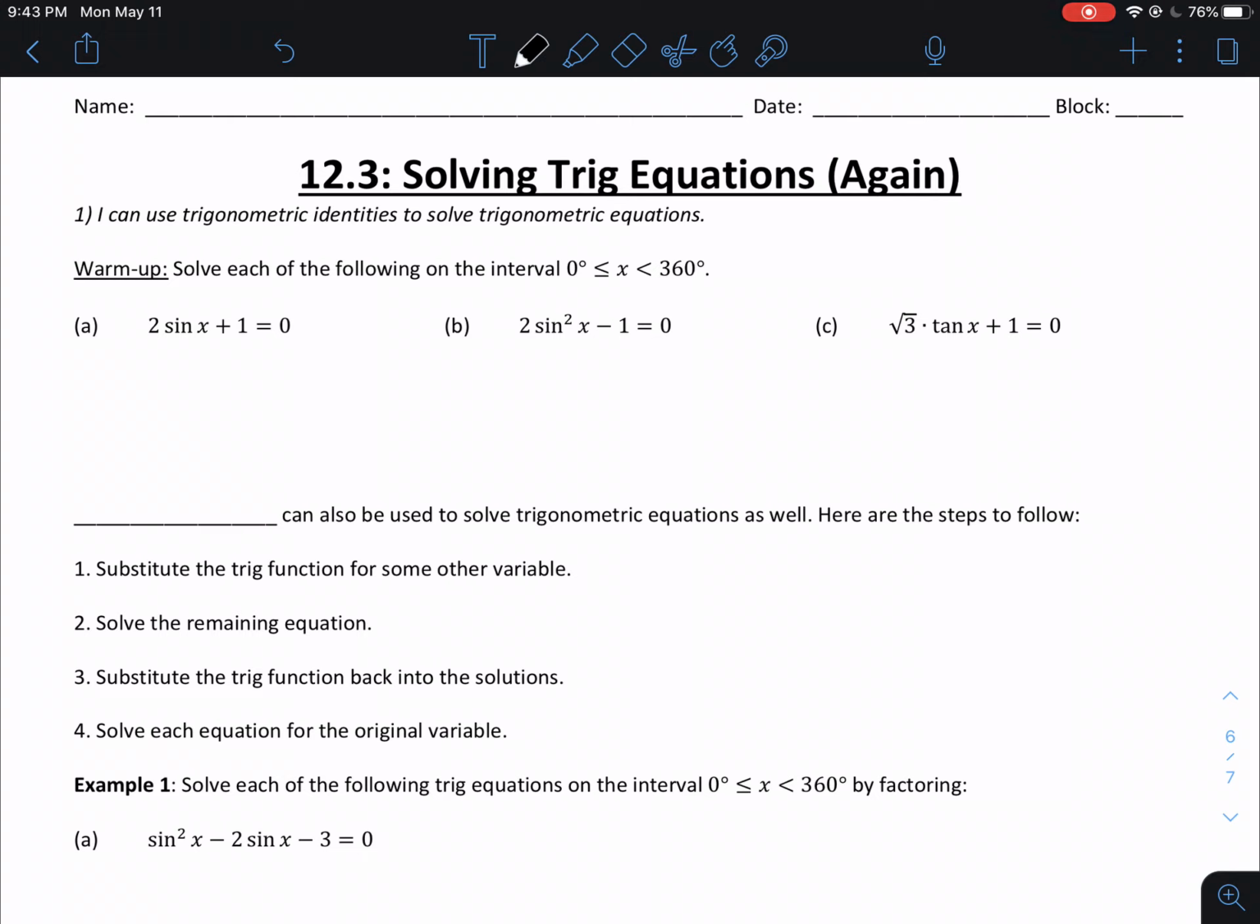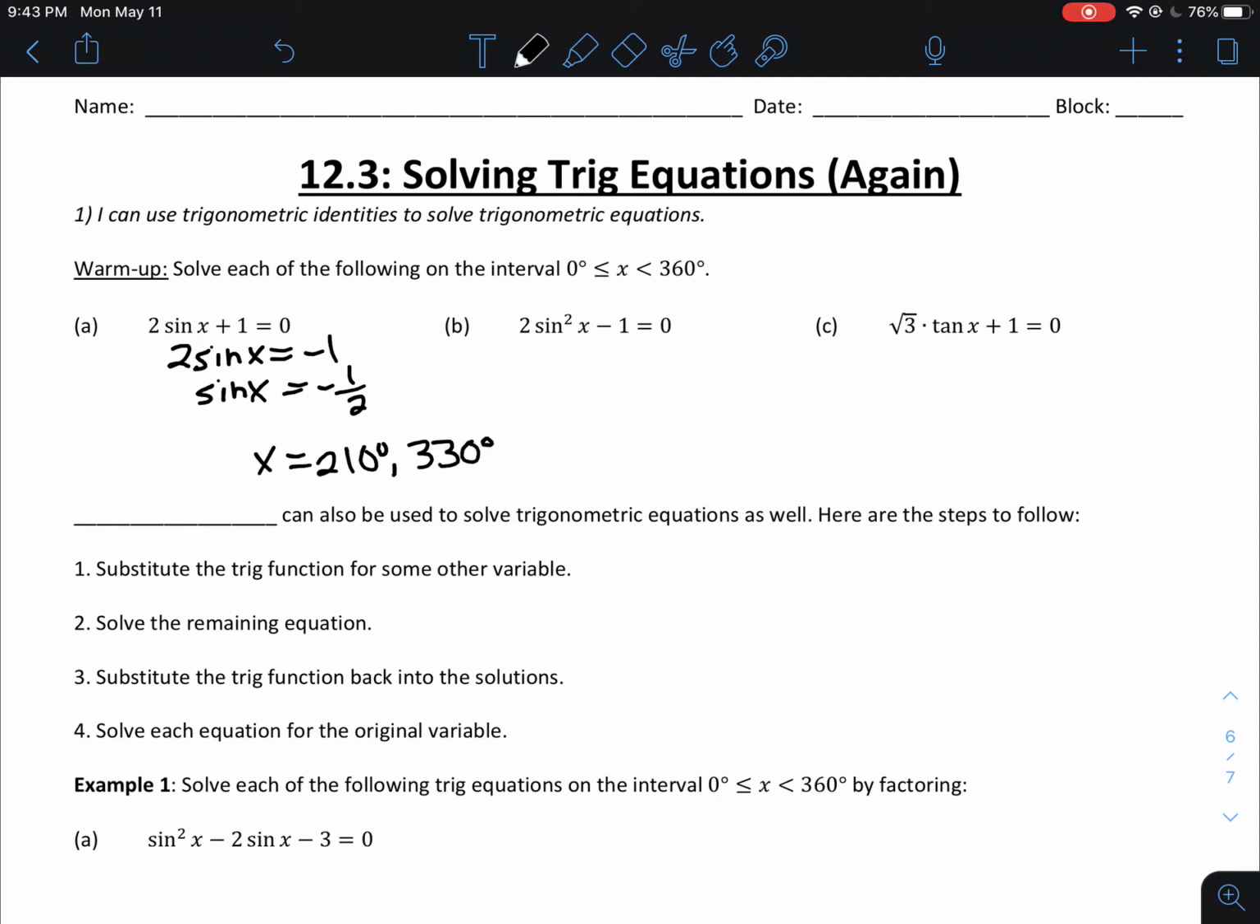Okay, so for part A, 2 sine of x plus 1 equals 0. Let's start to solve that. So we'd have 2 sine of x is equal to negative 1. Then divide by 2, sine of x is equal to negative 1/2. So then we're looking for where on the unit circle do we get the y value to be negative 1/2. And the y value is negative 1/2 in a couple of different places. It is negative 1/2 first at 210 degrees. And then secondly, it's negative 1/2 at 330 degrees.